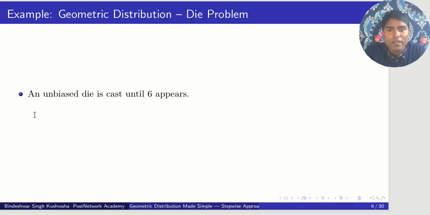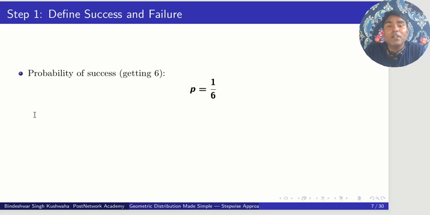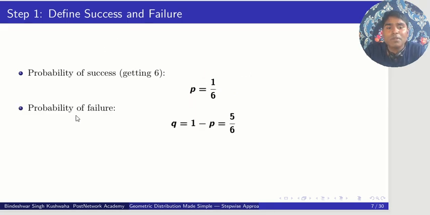Now let us take an example. An unbiased die is cast until 6 appears. Find the probability that it must be cast more than 5 times. Let us solve it. The probability of success, because there are 6 faces, so getting a 6, is 1 upon 6. And Q, the probability of failure, is 5 upon 6.